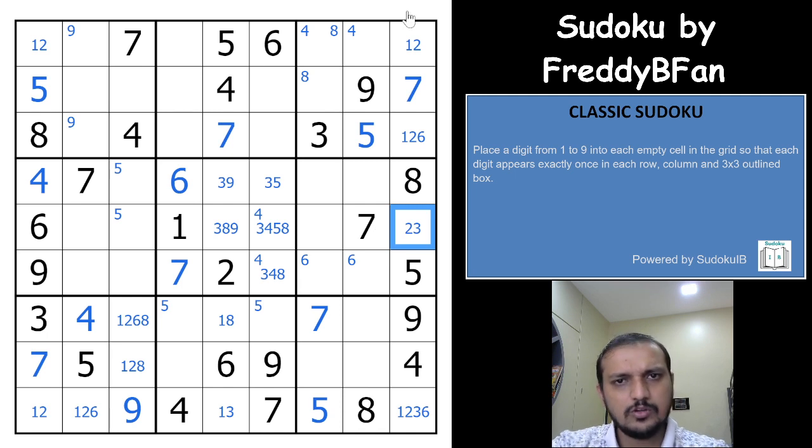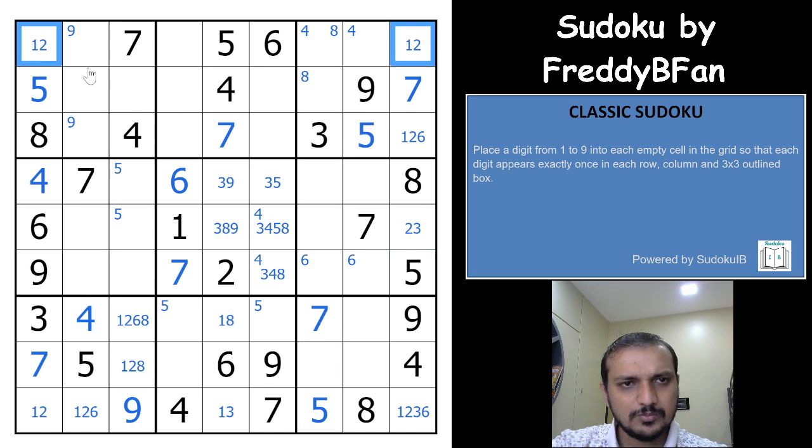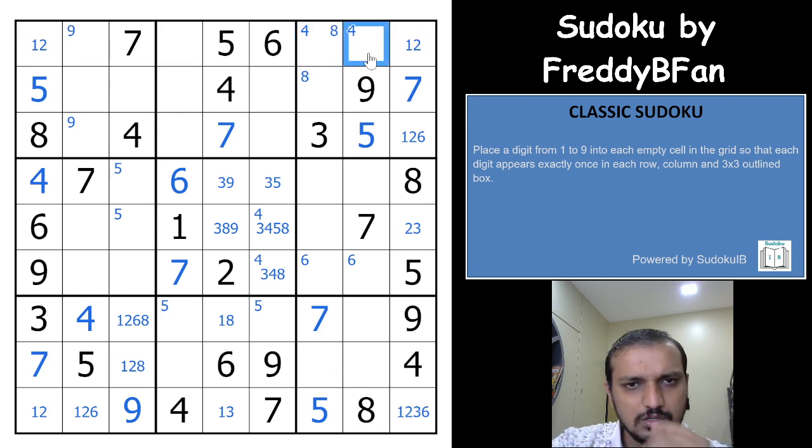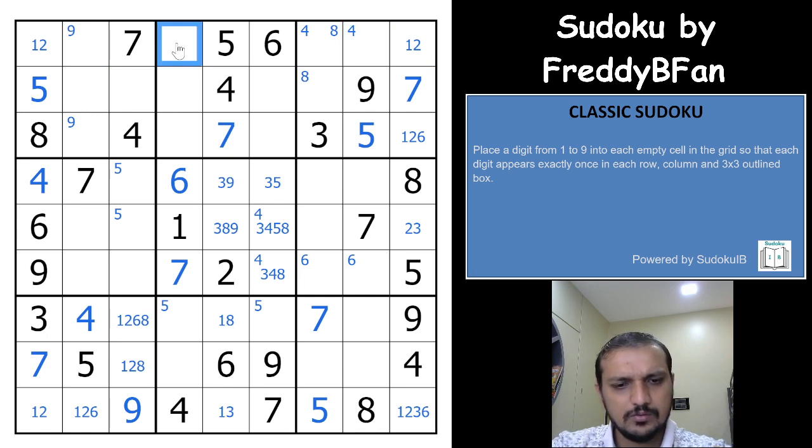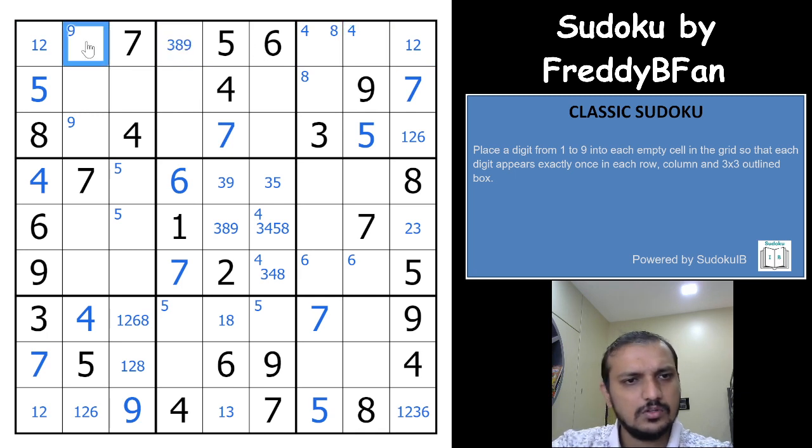Something in the... Oh, 1, 2 pair here. Yeah. I'm just looking for something very complex, but I couldn't see the easy ones here. So I got a 1, 2 pair. 7, 5, 6, 3, 4, 8, and 9. 3, 4, 8, and 9, right? 3, 9. This is a 4, 8 pair. So that removes 8 from this cell.